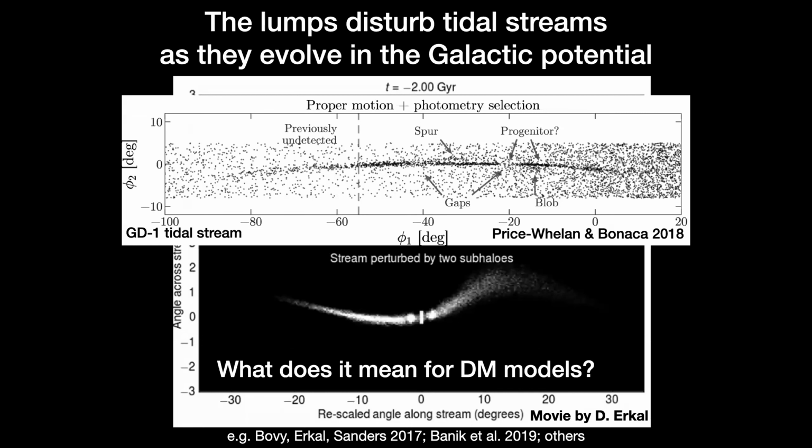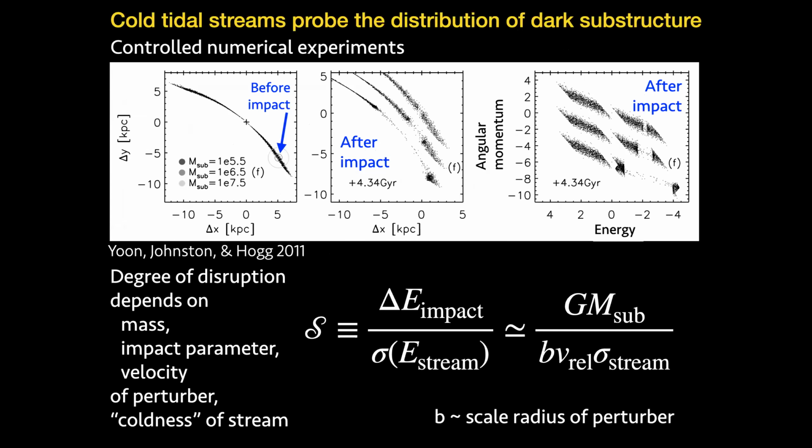So it's very important. So then you have to interpret, what does this actually mean? How often do we expect this to happen in different dark matter models? And in particular, the interactions are influenced by not only the mass of the subhalo, but also its size.